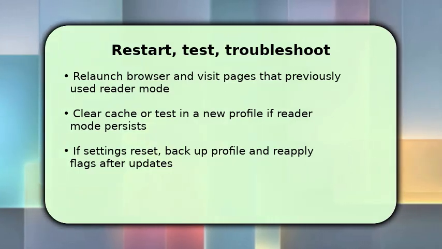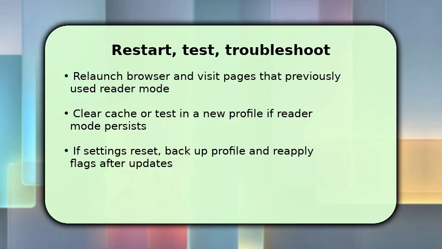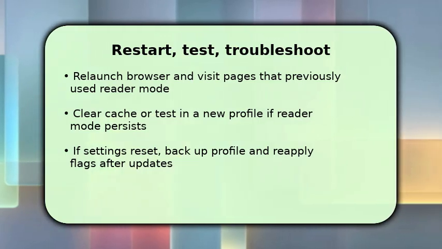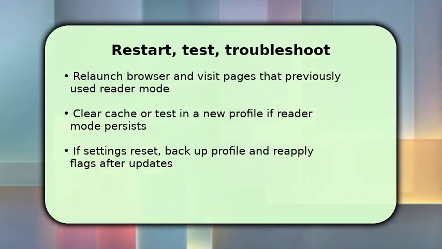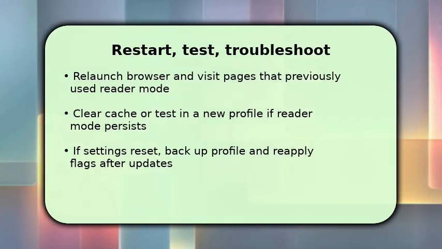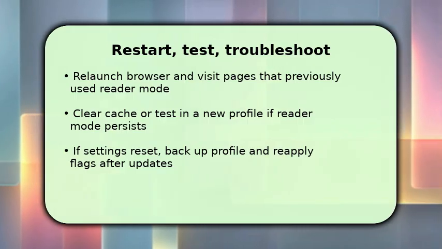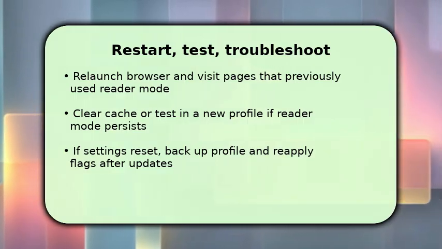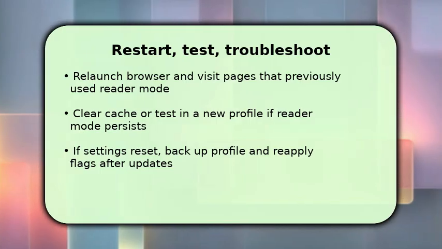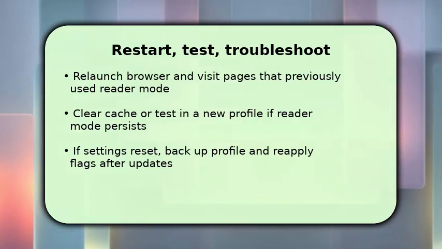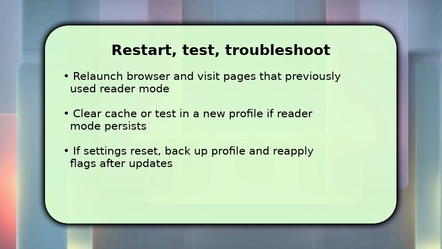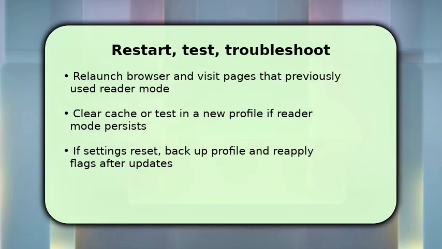If Reader View still appears, clear cache and cookies, then try a fresh profile. Extensions or corrupted profile data often re-enable features. If the setting resets after updates, make a small backup of your profile and note the flag changes so you can reapply them quickly. One troubleshooting tip: if flags revert, check for managed policies or enterprise controls that force Reader Mode on and disable those first.